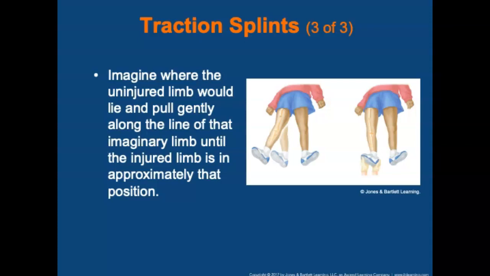Imagine where the uninjured limb would lie and pull gently along the line of the imaginary limb until the injured limb is approximately in that position. If the patient strongly resists traction or it causes more pain, stop and splint the limb in the deformed position. To apply the Hare splint, follow skill drill 31-6. The Sager splint is a lightweight type of traction splint, and it is another type; you can follow skill drill 31-7.